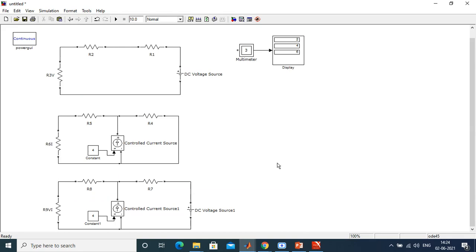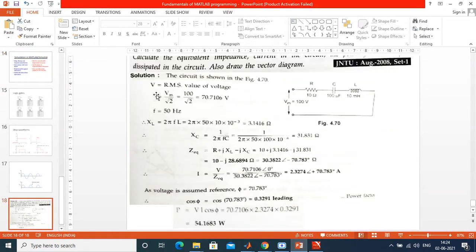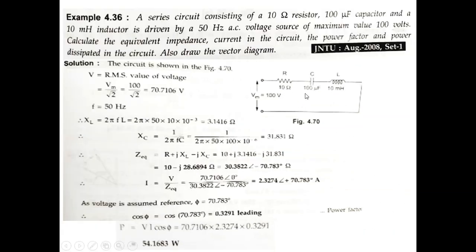Okay. Next, we will take some AC circuit. See here, this is the circuit. This is a problem in one textbook. Okay, and the same question I asked here in the JNTU exam also. Now I will simulate this one.